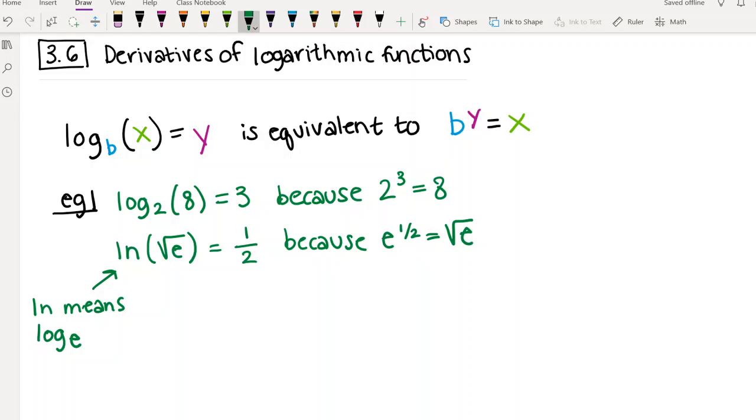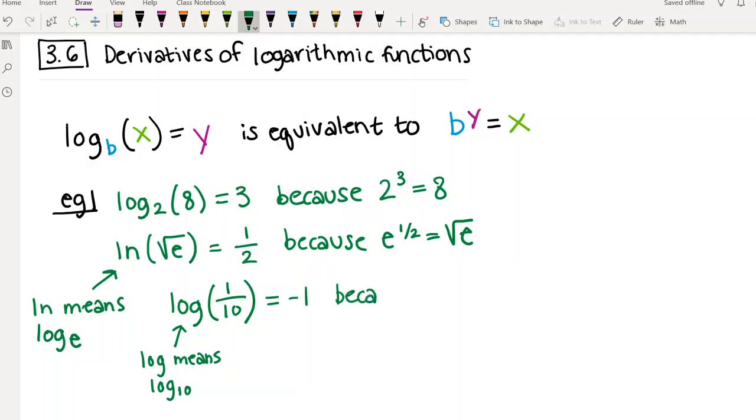Let's do one more. Let's say we took log of 1/10. I'll explain what it means when you just have log. If you write log without anything else, that means you're using a log with a base of 10. Because log base 10 and log base e are both so important, they both have their own special name. So log of 1/10 would be asking what power do we need to raise 10 to get 1/10? And the answer would be -1, because 10 to the -1 is equal to 1/10.